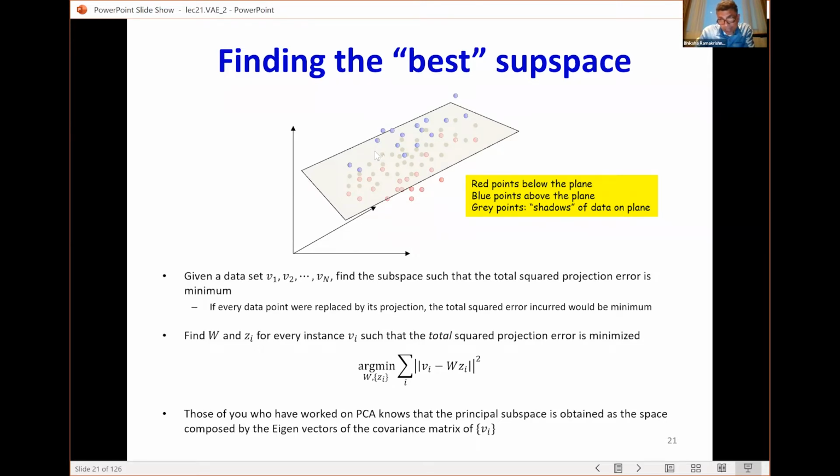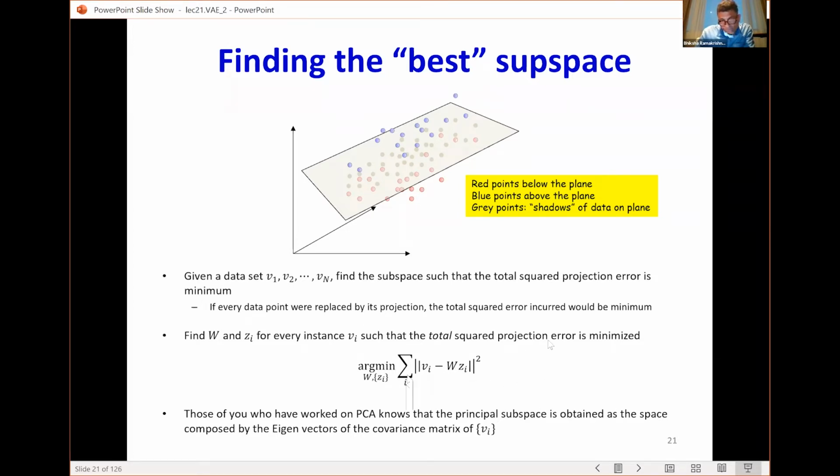So the shadow of every point, any point vi, is going to be some W times zi, where W is the matrix representing the set of bases, and zi are the coordinates of the shadow of that point in terms of these bases. So the projection error is going to be vi minus W times zi, and you want to find the W, the bases that specify the subspace, and the sets of coordinates for each of the data instances, such that the total squared projection error is minimized.